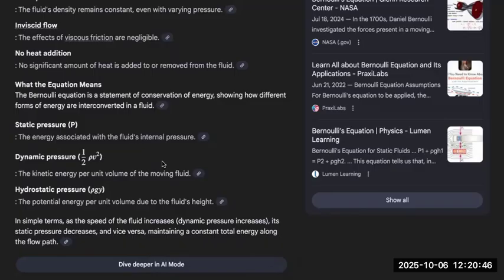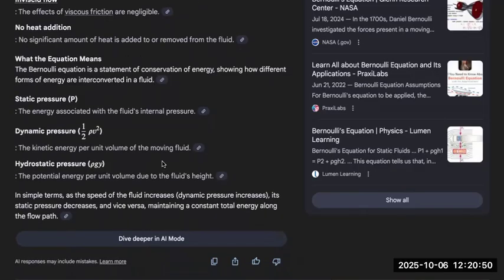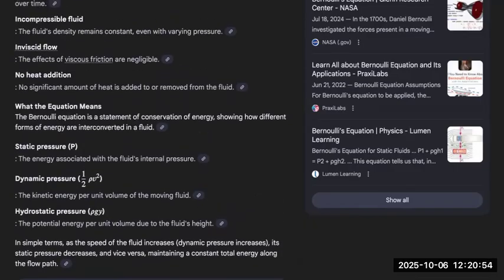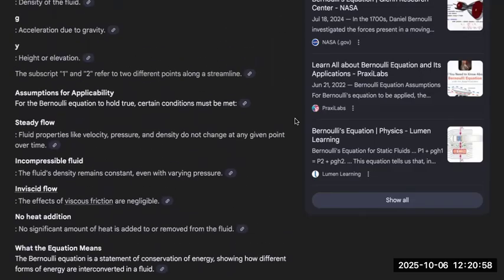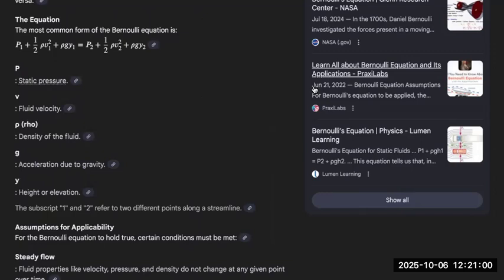In simple terms, as the speed of the fluid increases or dynamic pressure increases, its static pressure decreases and vice versa, maintaining a constant total energy along the flow path. Let's see if it's in our equation sheet.